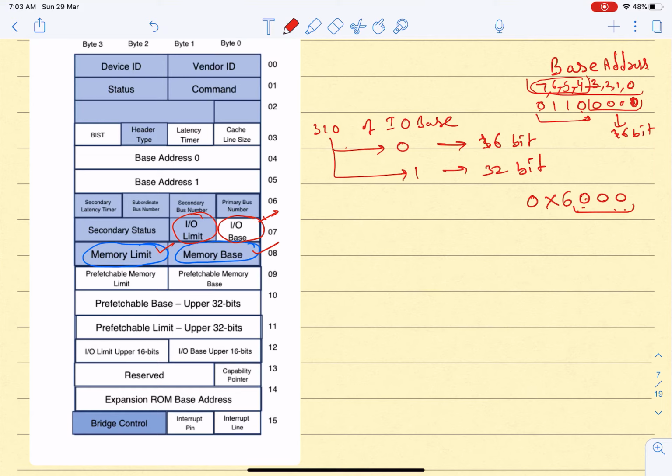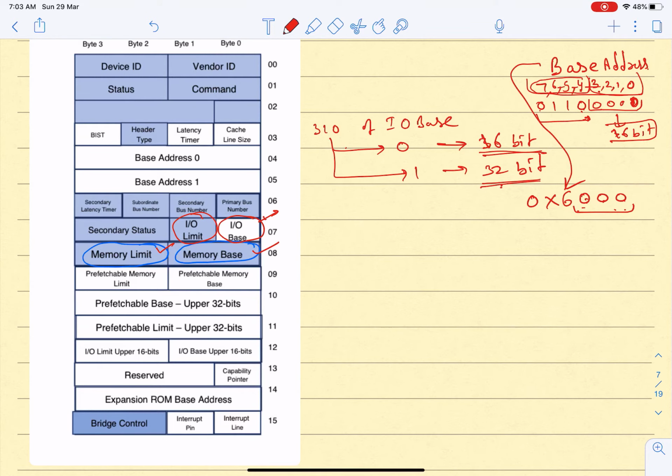And if 3 down to 0 is 0, it means it's 16 bit. If 3 down to 0 is 1, it means 32 bit. If it is 1, then this address will lie in 32 bit address space. If it is 0, it will lie in 16 bit address space. If it is 1, then 16 bits will come from base address. How it will come? It will take the 7 down to 4, write it here, and after that 3 zeros. This is for 16 bit address space.